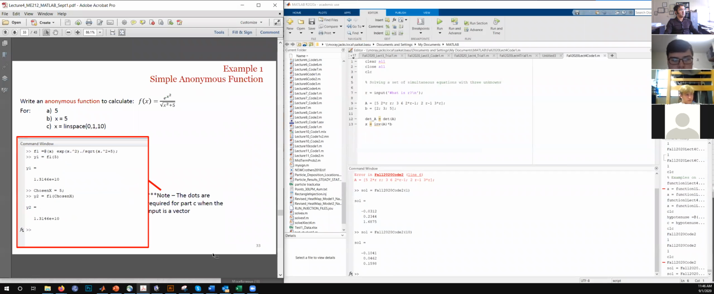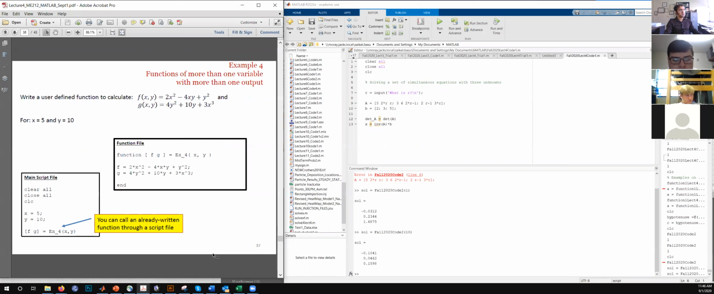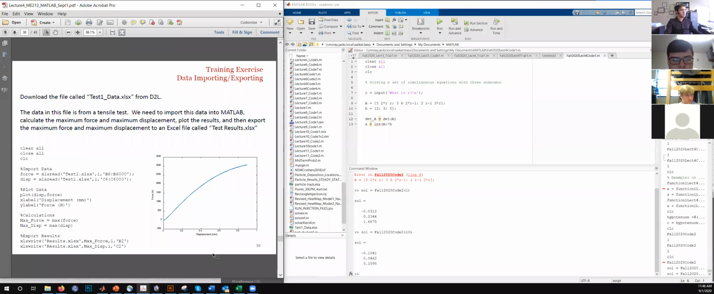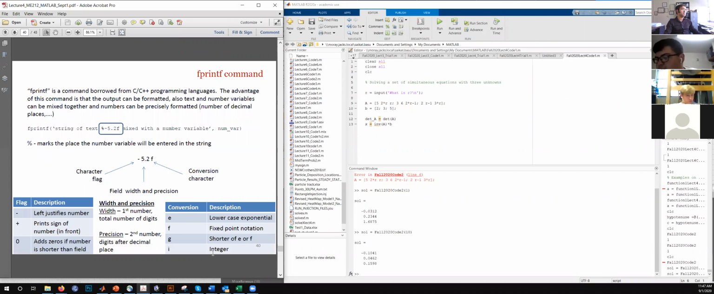And over here, I have more examples of simple anonymous functions. I have more examples of user-defined functions. And I have a full example where I show how to use the spreadsheets from Excel. So try them out at home and let me know if you have any questions. And here are some not so important things about how you display your outputs. So try to read them up. If you have any questions in the next class, just let me know.